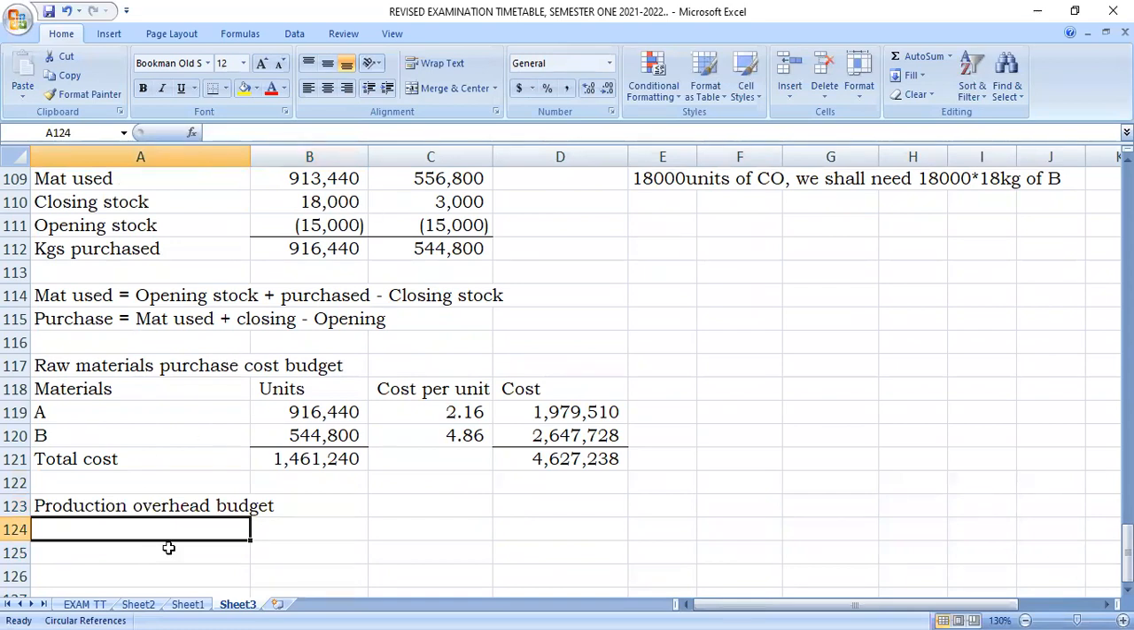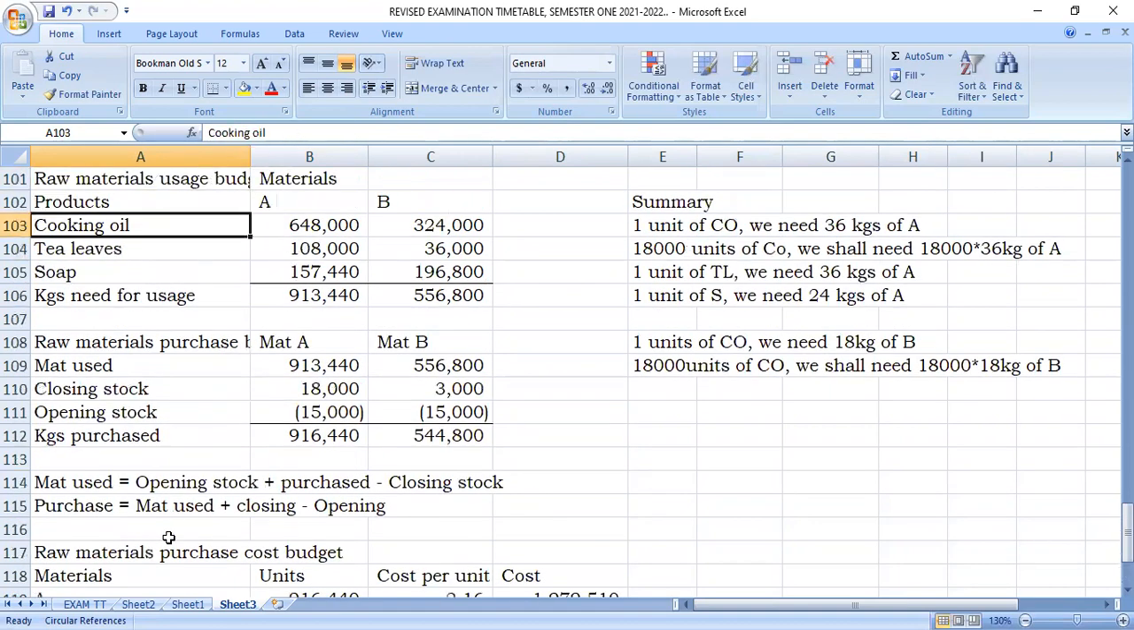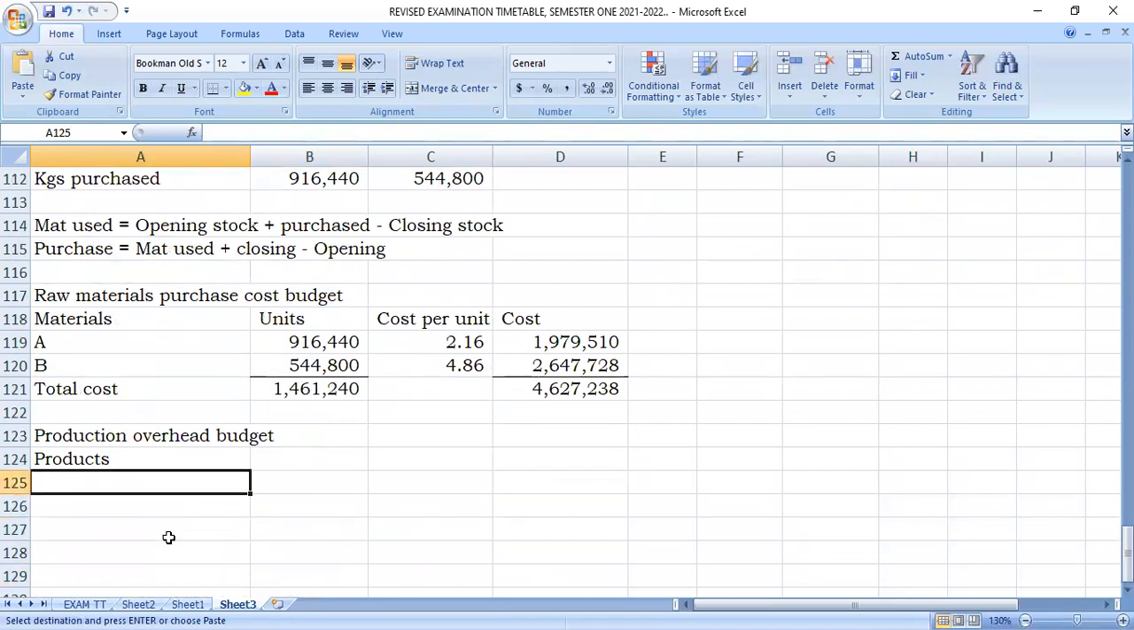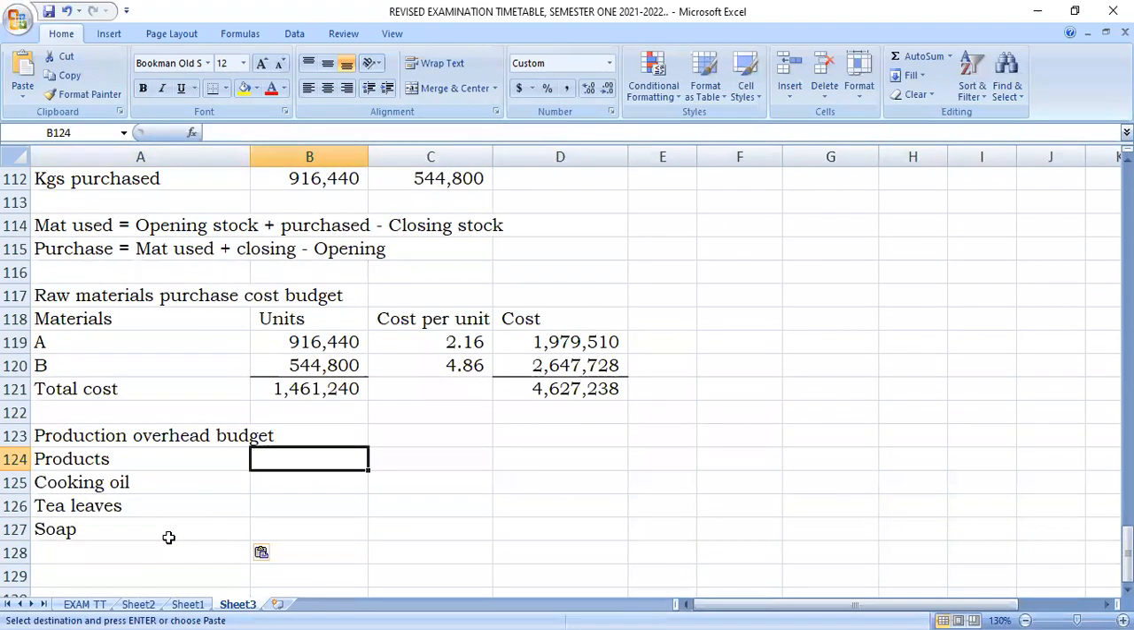Still this one, you're interested in the products or what you want to produce. So we had the cooking oil, and so on. Then you want to know in terms of overheads, how much are you spending? You can go there and confirm.